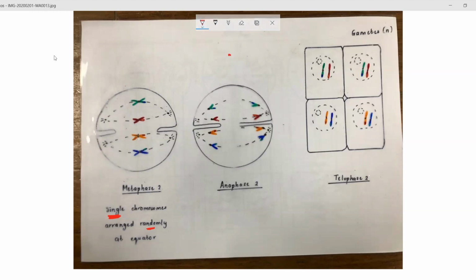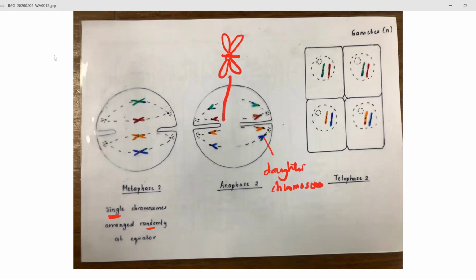Anaphase II is very important. Here, the chromosome splits at the centromere, and you have daughter chromosomes that move to opposite poles. Remember, at anaphase I, you had a whole chromosome. Here you have daughter chromosomes. Remember, at metaphase I, you had pairs, homologous chromosomes at the equator. Here you have single chromosomes.